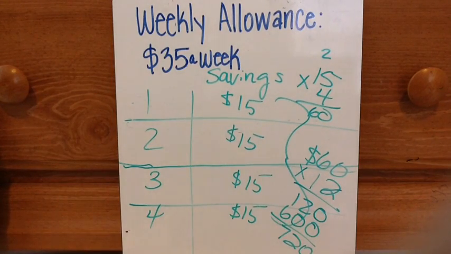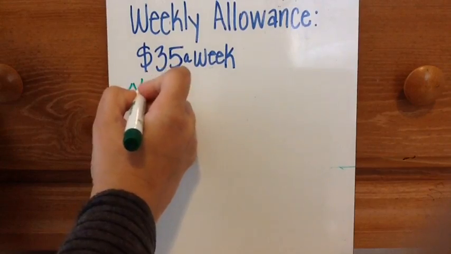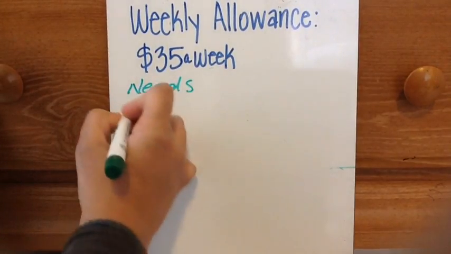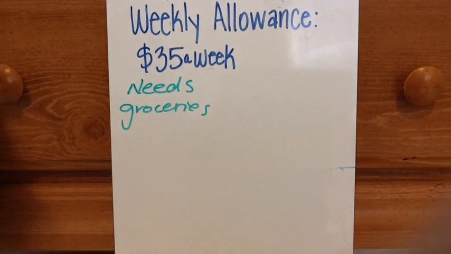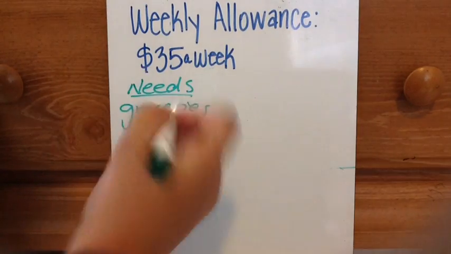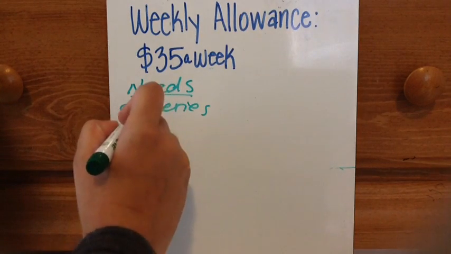Let's talk about spending. Now, even among spending, there's needs and wants. Needs are things, obviously, that you need, like maybe some groceries. Now, if you're an adult, you have to buy your own groceries. But if you're a kid, your parents are probably buying the groceries and making dinner and paying for your lunch and things like that. But sometimes, if you want additional stuff, maybe you have to pay for it.